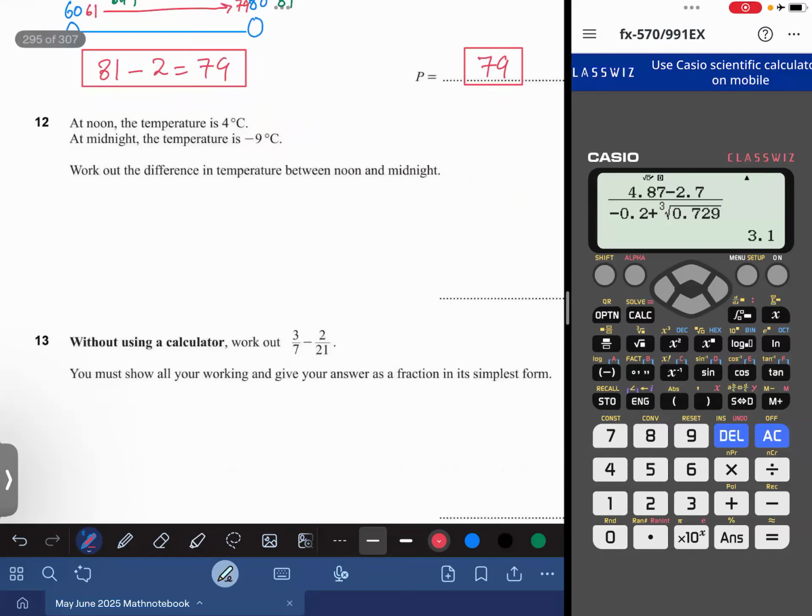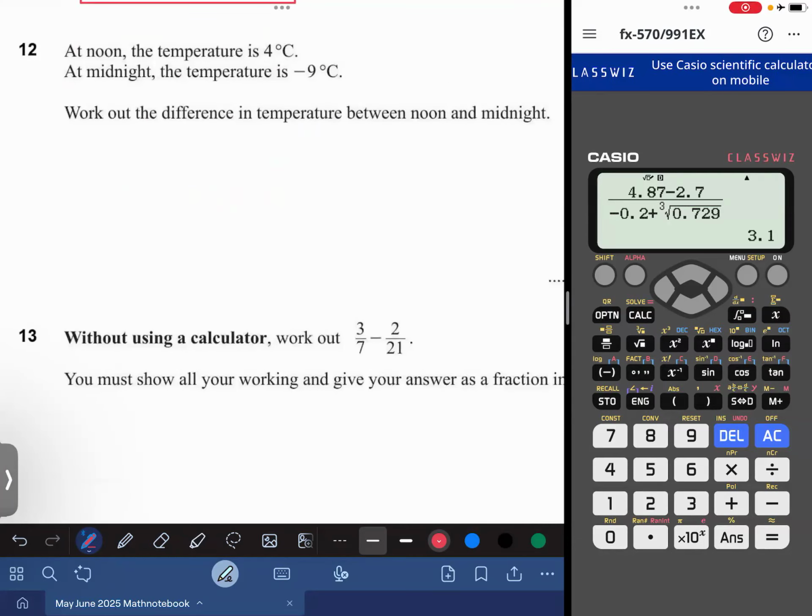All right, so Afreen, can you please read question number 12 for me? Hurry up please, we have to finish this worksheet. At noon, the temperature is 4 Celsius. At midnight, the temperature is -9. Work out the difference in temperature between noon and midnight.